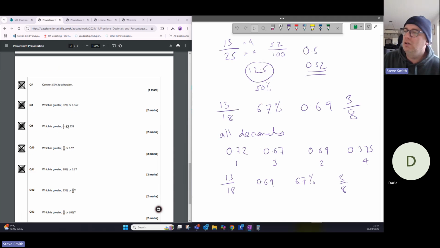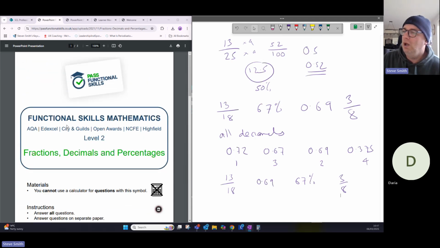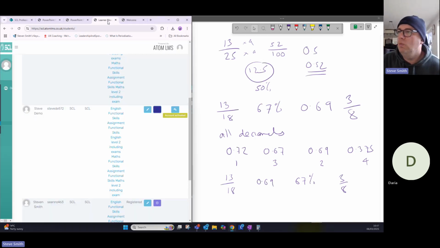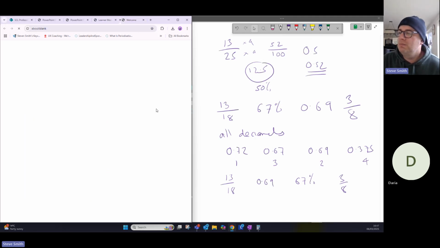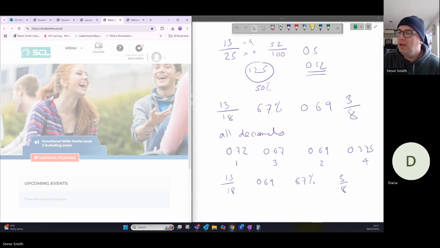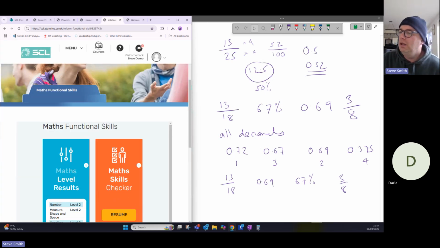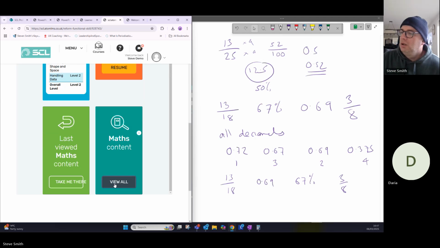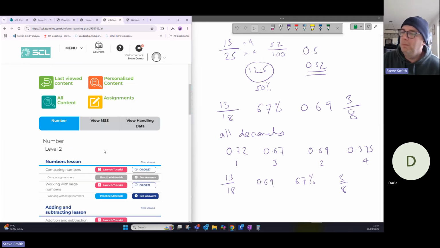Okay, so we've had a quick look at most of those questions, and I don't see anything that's going to trouble you if you know the fraction decimal percentage changes. If we go to, have I logged in as me? No, I didn't. I thought I logged in as me. If we go to my learning and click on, oh no, I was showing in the exams. Go to my learning. It's going to come up. And you go to number.